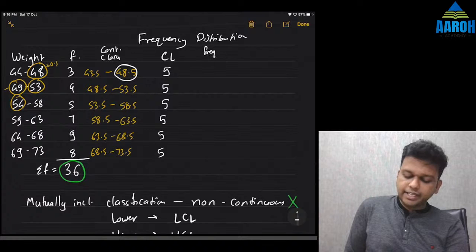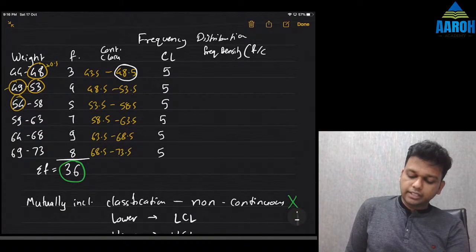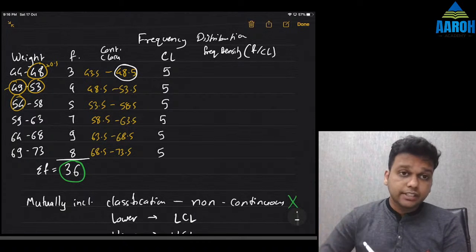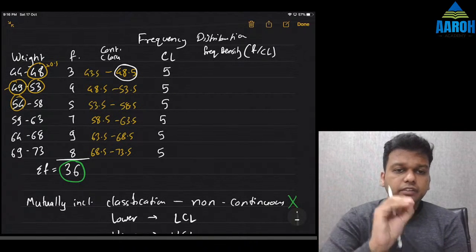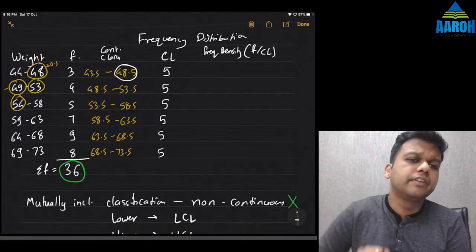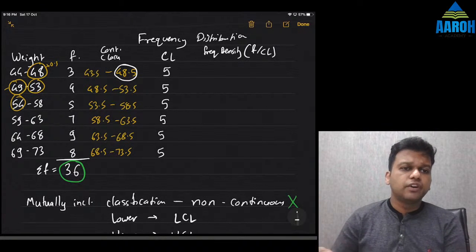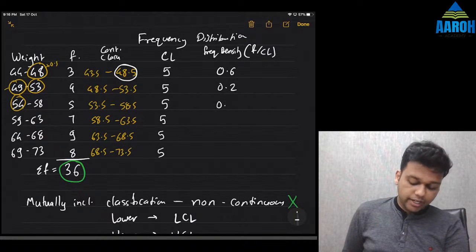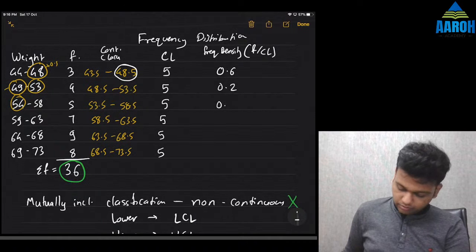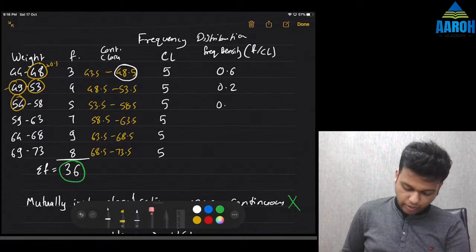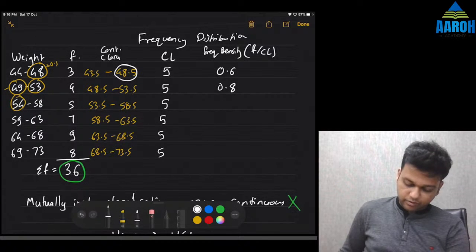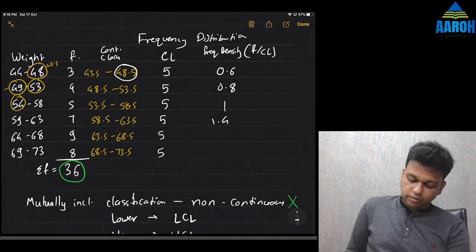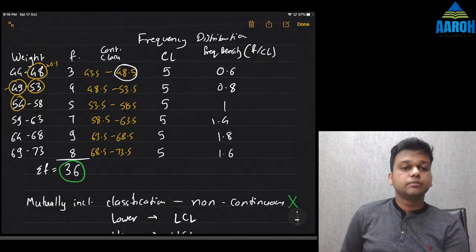We have to calculate frequency density now. Frequency density is frequency upon class length. That means this tells us which class is more crowded, in which class there are more frequencies, in which class there are less frequencies. Okay, frequency upon class length. For example, if you see, this will be 0.6, 0.2, just a second, 0.8, then 1, then 1.4, 1.8, 1.6.